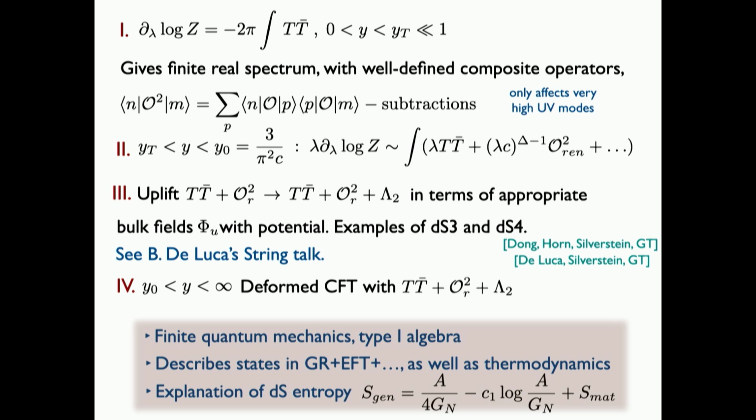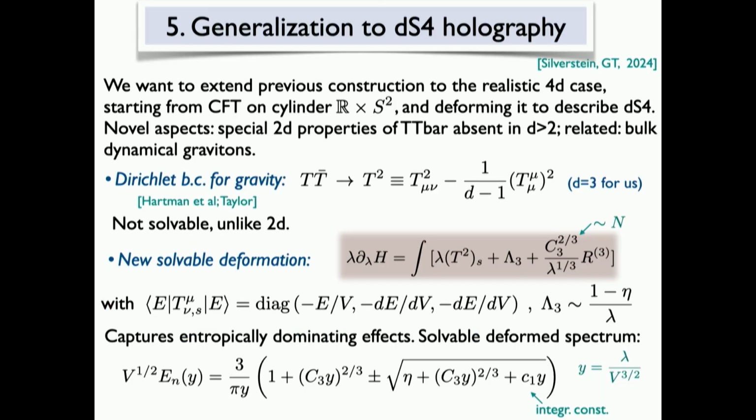So, now we are almost at the end. The last step is to understand how to upgrade to 4D holography, which is really what we want. So we want to understand de Sitter 4, okay? There are new things in four dimensions. Of course, from the gravitational side, the new thing is that there are gravitons in 4D, and that's something that we have to deal with.